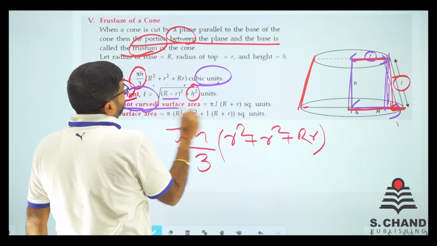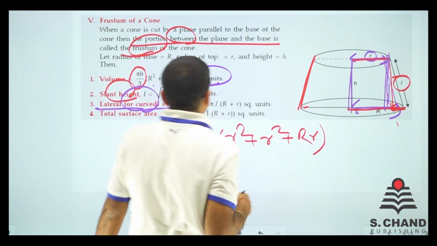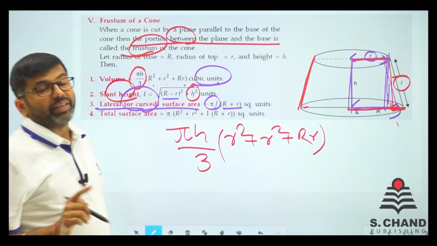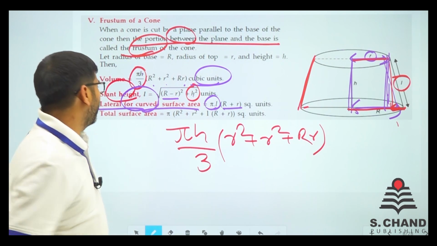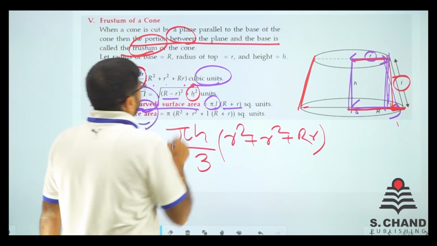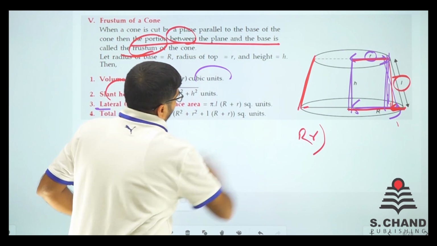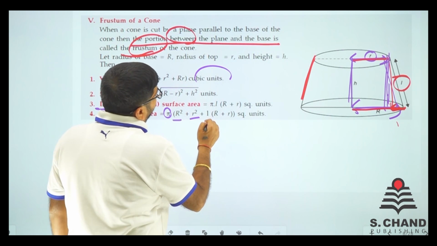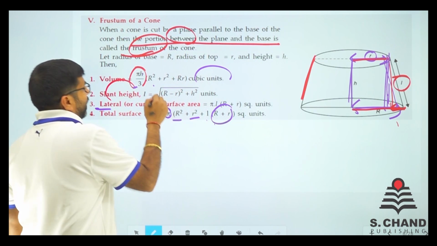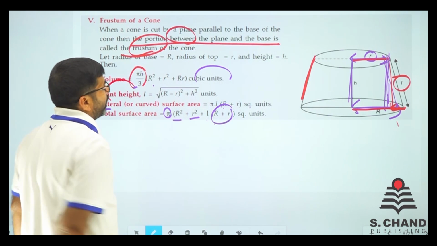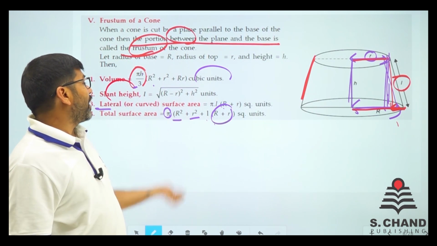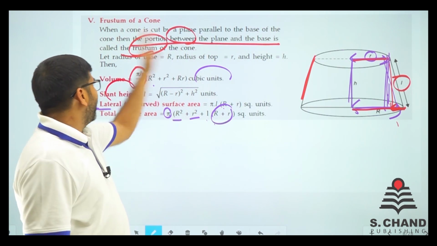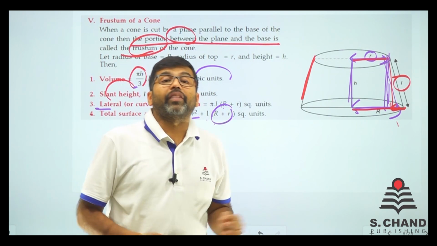Lateral or curved surface area is pi L (R plus r). Pi r L में से pi L (R plus r). And total surface area is like pi, we have just these things. Pi R square plus r square plus L (R plus r). L (R plus r) is from here. Right? So we have got pi times R square plus r square plus L (R plus r). So in this way we need to do about the frustum.